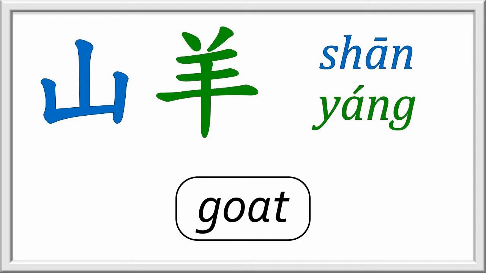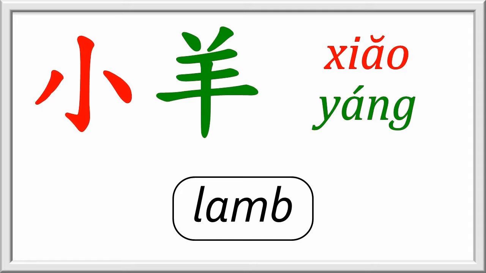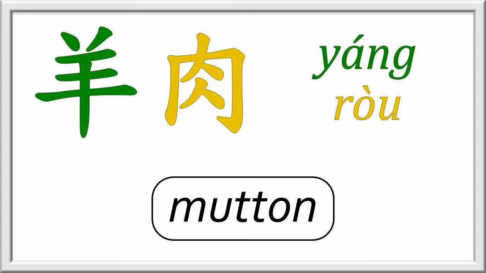With this character, we can create 3 expressions. 山羊, mountain goat, or simply goat. 小羊, young sheep, or simply lamb. And 羊肉, goat meat, or mutton. Our third character combines the air radical with the goat phonetic.